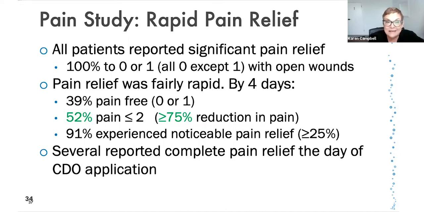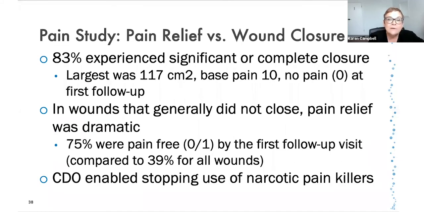Pain relief was fairly rapid by day 4. 39% were pain-free. 52% had a greater than or equal to 75% reduction in pain. And 91% experienced noticeable pain relief. And several reported complete pain relief the day of CDO application. And what happened in terms of wound closure? So 83% experienced significant or complete closure. That one wound that was 117 centimeters squared actually closed, and the pain score in the wound went from a 10 down to a 0 at the first follow-up. And in wounds that generally did not close, pain relief was dramatic. And so 75% were pain-free by the first follow-up visit. And CDO enabled stopping the use of narcotic painkillers with many of these patients.